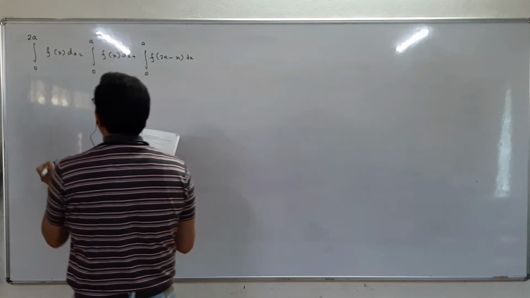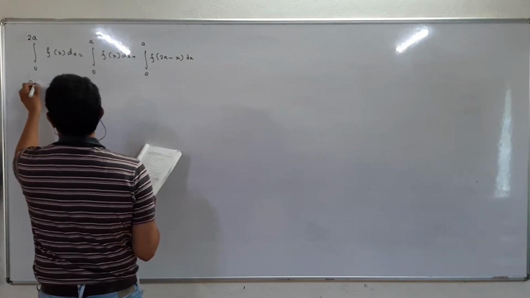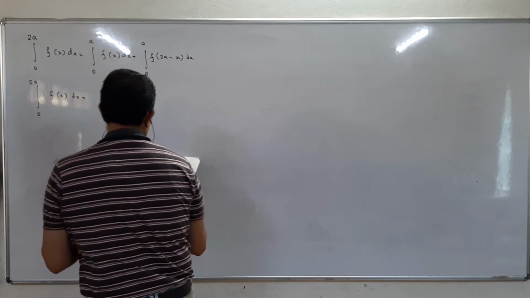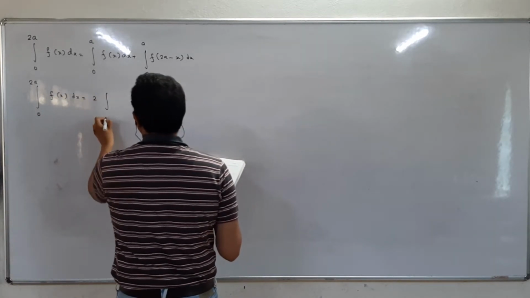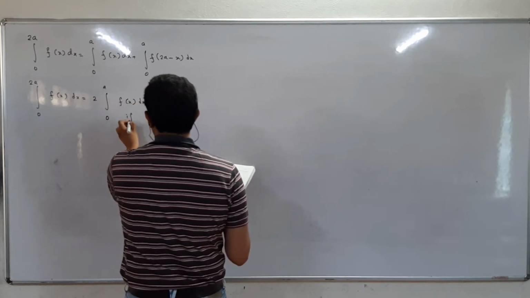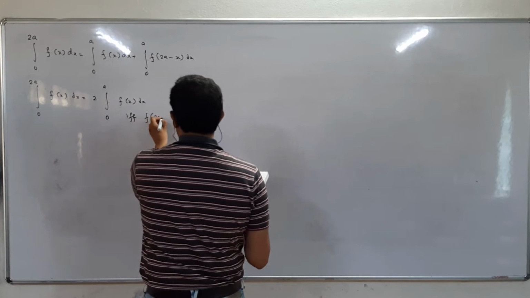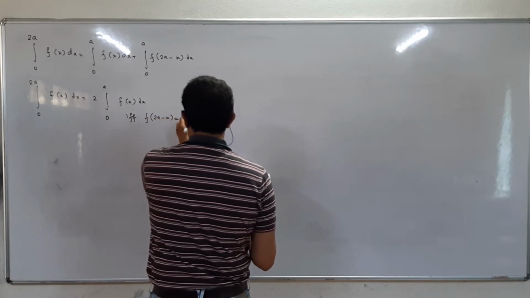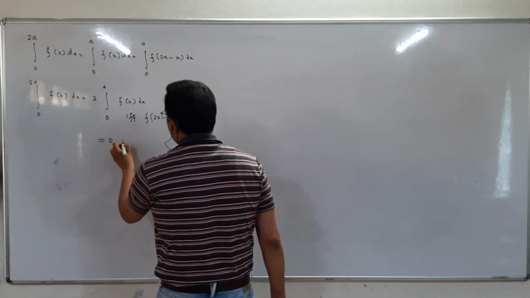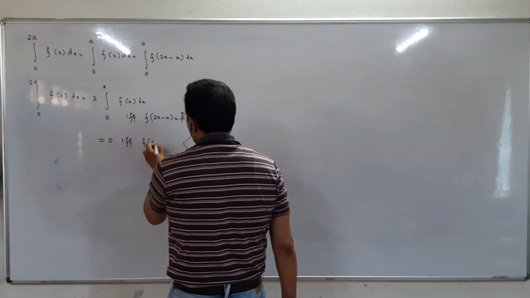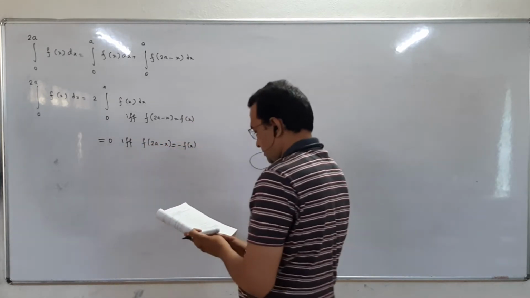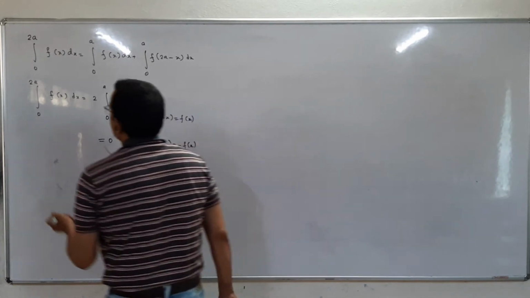Next property, very important: integration 0 to 2a f(x) dx will be twice integration 0 to a f(x) dx if f of 2a minus x is f of x, and this would be 0 if f of 2a minus x is minus f of x. This is a very important property.